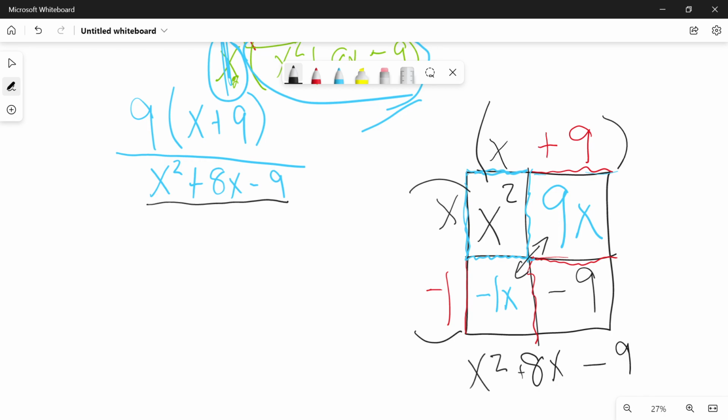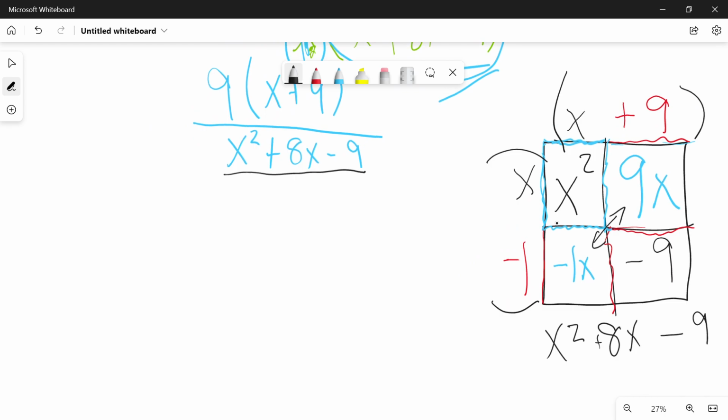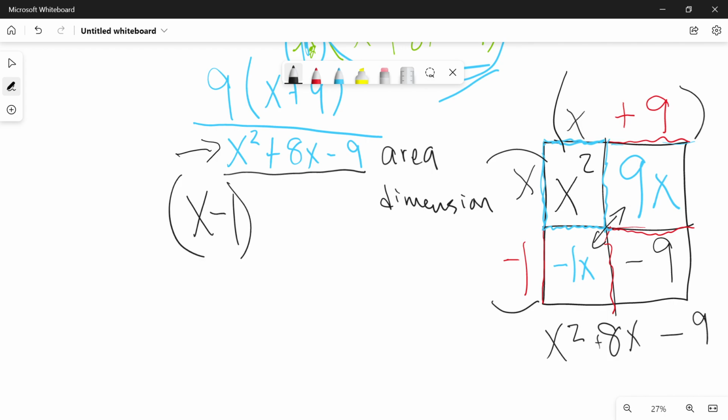So doing this little area model for me, because I knew this was an x squared, we could get into two-dimensional analysis of these numbers, right? I can think of this as the area x squared plus 8x minus 9. That's all this area. And what are the dimensions, right? So what's the length and the width of that area? Well, one side is x minus 1, and another side is x plus 9.